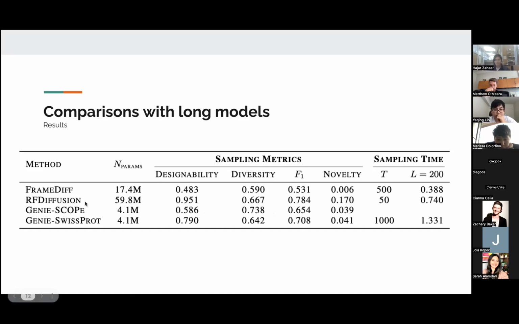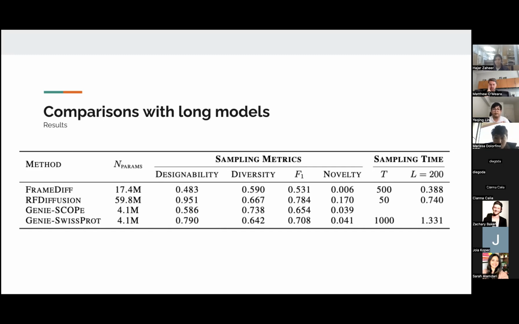And then the other thing is that RFdiffusion still outperforms us significantly in the designability range. If you're considering RFdiffusion with the Genie SwissProt model, it's about 15% better than Genie in terms of designability. However, there are several caveats to that. First of all, RFdiffusion is much larger.